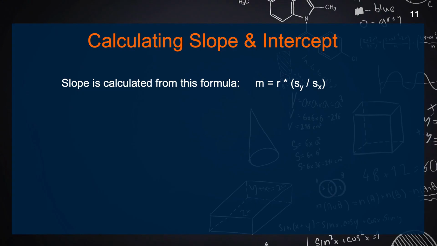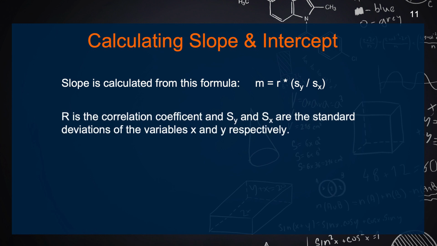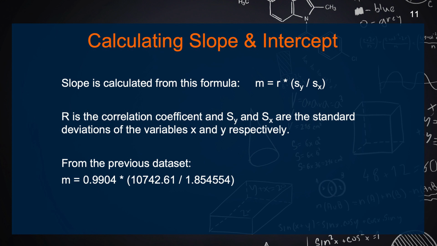So slope is calculated from the formula m equals r times sy divided by sx. So r is the correlation coefficient, and sy and sx are the standard deviations of the variables, y and x respectively. So if we take our data that we got in the previous data set, our correlation coefficient was 0.9904, and the standard deviations, when we calculated them out, were 10,742.61 divided by 1.854554. That comes out with an m value of 5,736.95.